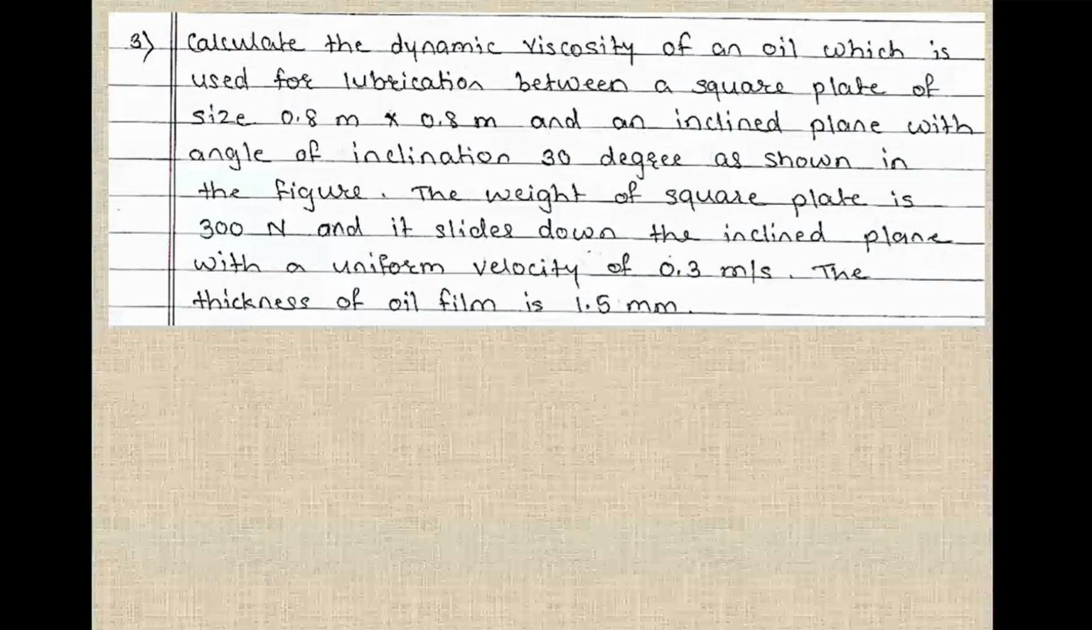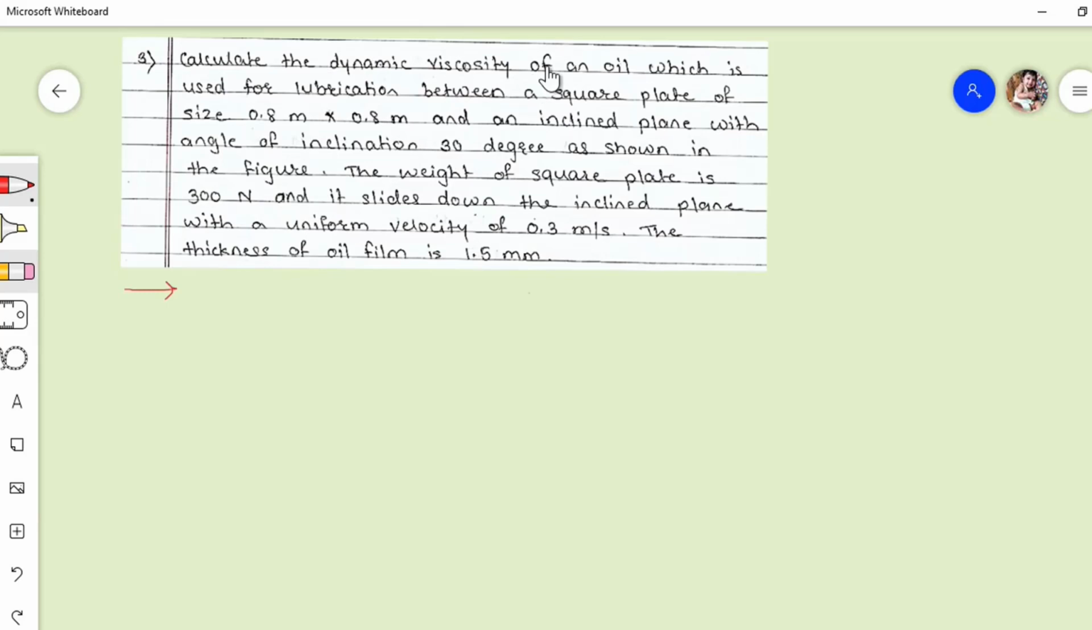Yes, write down this question. Calculate the dynamic viscosity of an oil which is used for lubrication between a square plate of size 0.8 meter by 0.8 meter. Okay, so the area of the plate is given. I will write the area of the plate is 0.8 meter by 0.8 meter. Again, this is given data. So this is 0.64 meter square.